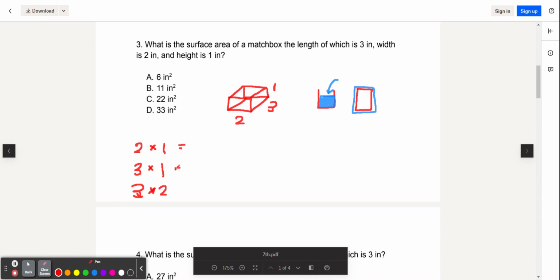Now, find the areas of each of these types of faces: 2, 3, and 6. Add these together, 2 plus 3 plus 6 is 11. And then multiply by 2, because there's 2 of each face, to get 22. If it makes more sense, you can multiply by 2 before adding them up, but you should end up with the same answer. 4 plus 6 plus 12 is still 22. Now, the units of surface area, it's in the name, area is square units. So 22 inches squared, which is C.